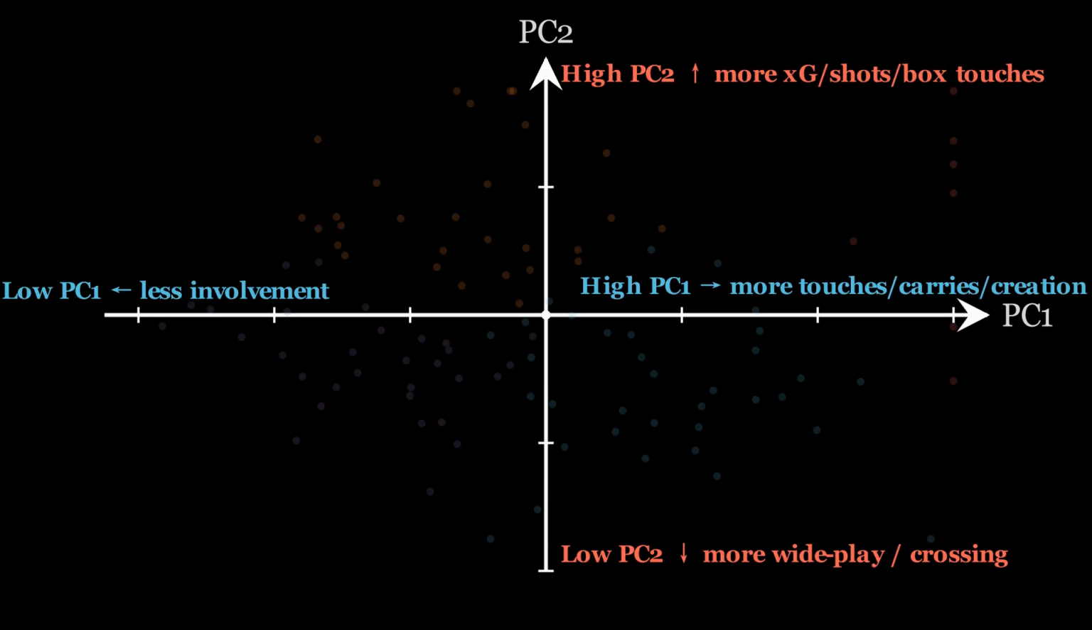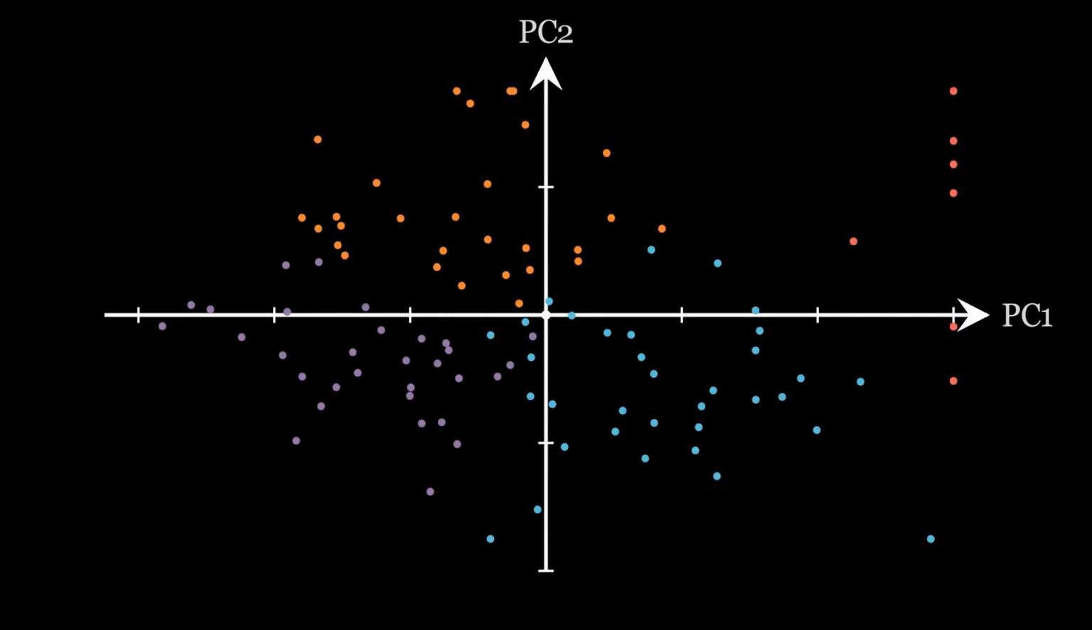Higher PC2 leans towards scoring threat and box presence, while lower PC2 leans toward more wide play and crossing behavior. So, with just these two axes, we already have a pretty readable map of winger behavior. Now that we've talked about what the principal components represent, let's drill down into each cluster.